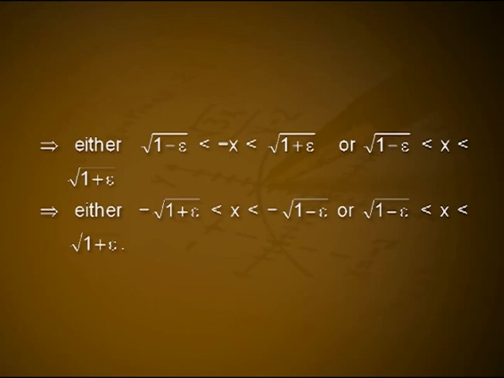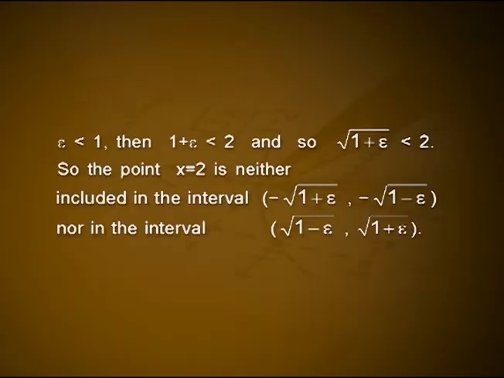That implies either minus root of (1 + epsilon) < x < minus root of (1 - epsilon) or root (1 - epsilon) < x < root (1 + epsilon). If we choose epsilon less than 1, then 1 + epsilon < 2, and so root (1 + epsilon) < 2.